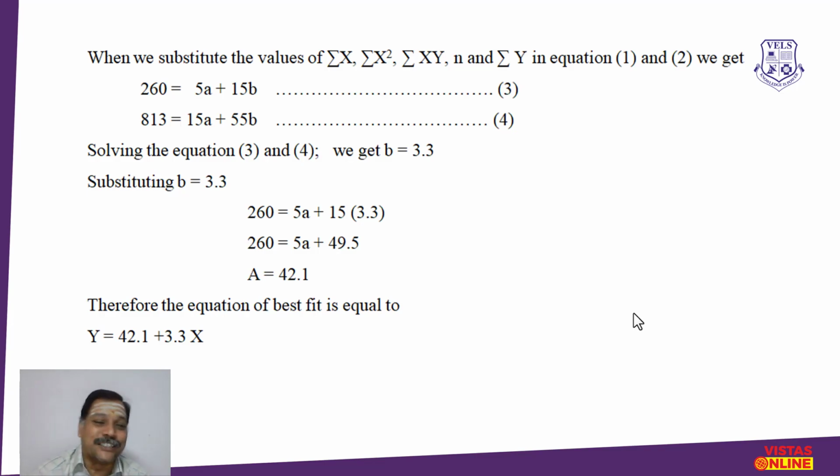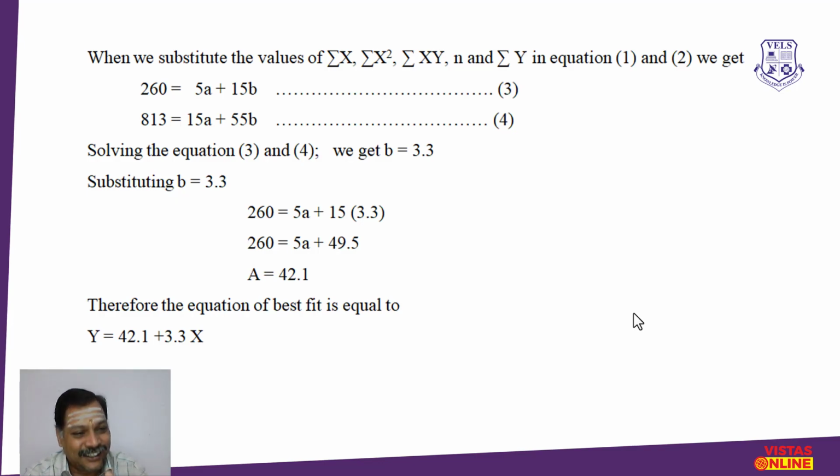So a value is 42.1. So what is the simple regression equation? Y equal to a plus bx. It's y equal to 42.1 plus 3.3x. So this is the simple regression equation by using the method of least squares. So using this particular equation, when we change the x value, we can get the y value.